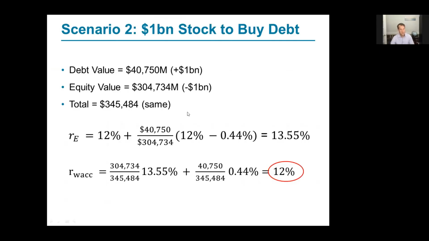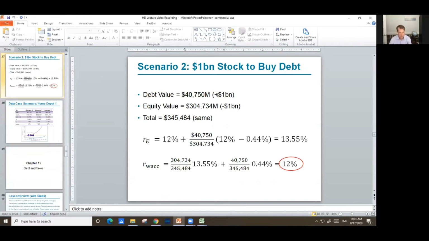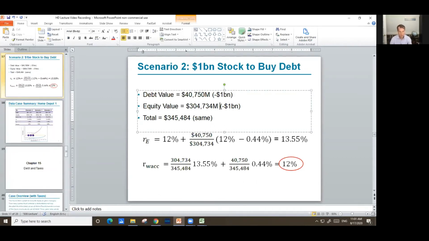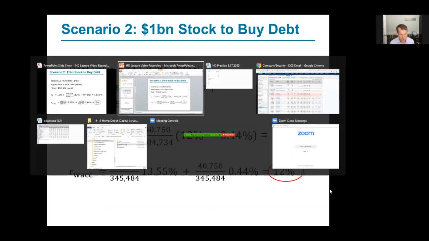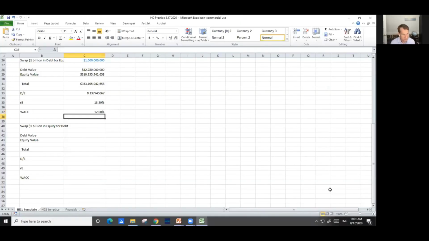And now let's see, in scenario 2, the debt value goes down by $1 billion. So the debt value is 40 billion instead of 41 in the base case, but equity is now 1 billion higher. The total doesn't change. This should be minus. It should be plus. The levered cost of equity. Let's just do that in Excel together. So same billion here. Just call it in the same format.